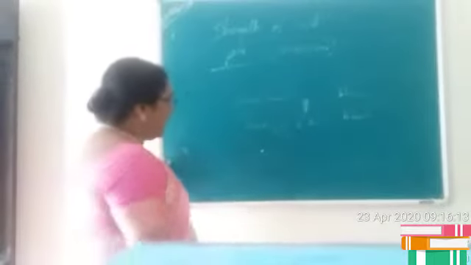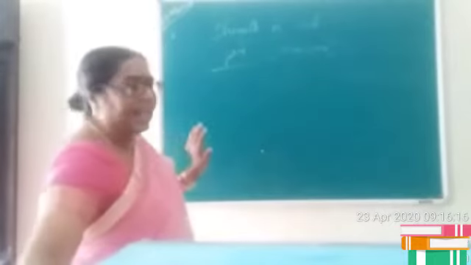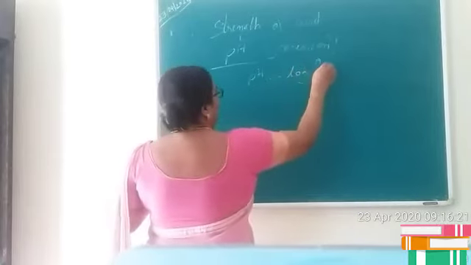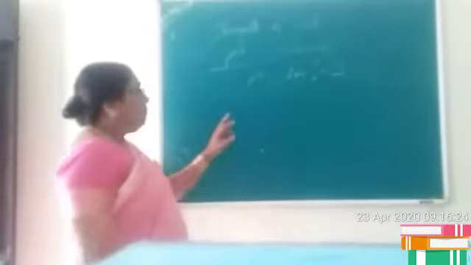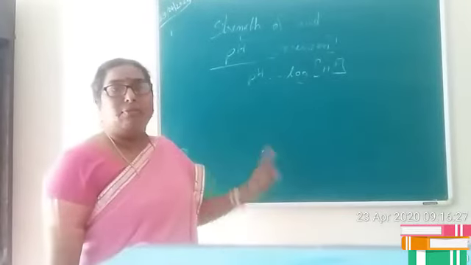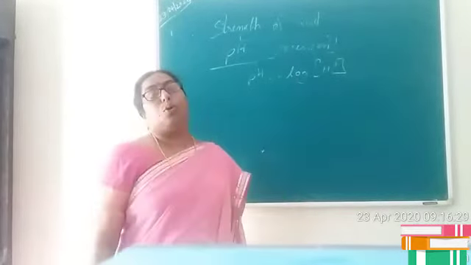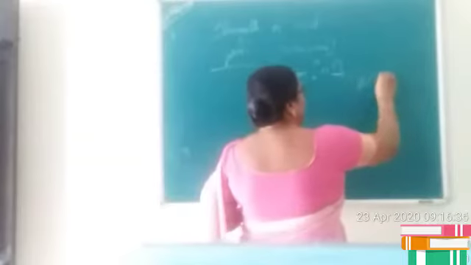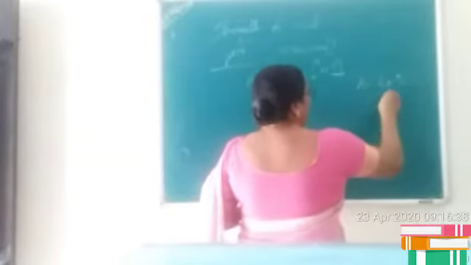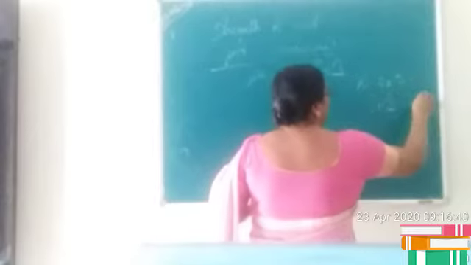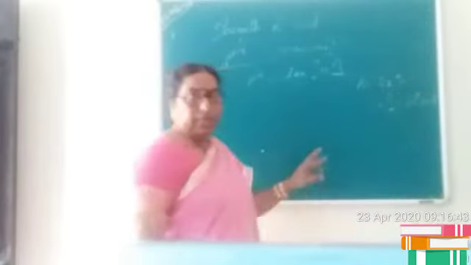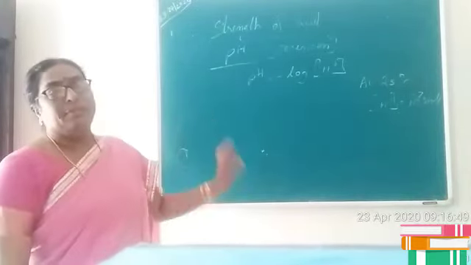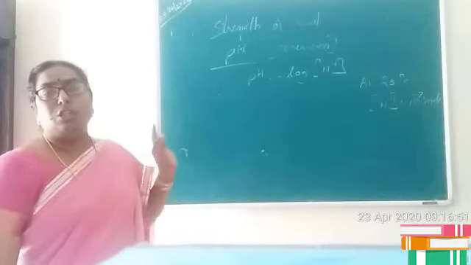Is it clear? Now pH is actually defined as the negative logarithm of hydrogen ion concentration or hydronium ion concentration. At 25 degrees Celsius, the concentration of hydrogen ion is a constant, which is 10 raised to minus 7 moles per liter.